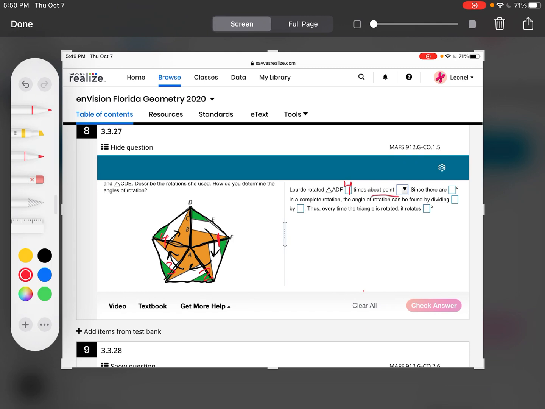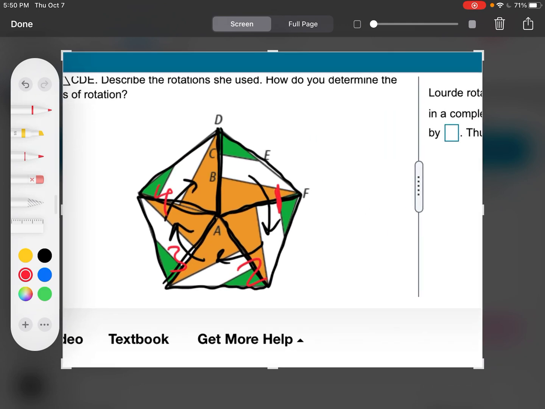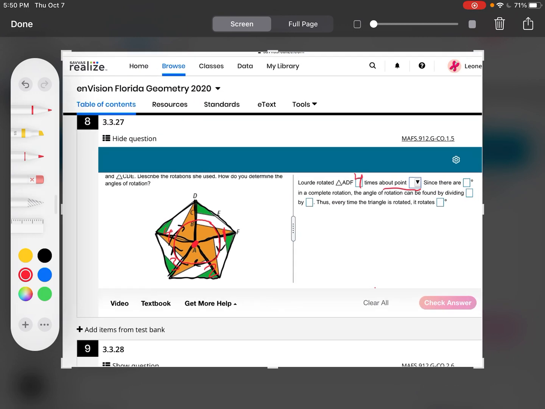Okay, so we have to say around what point. So we were rotating around the point A. As you can see, the arrows I drew are sort of making a circle. And I think by this time you guys know that when something is rotated, it draws out a circle, and it draws out a circle where the center is the center of rotation. Okay, so this would be around the point A.